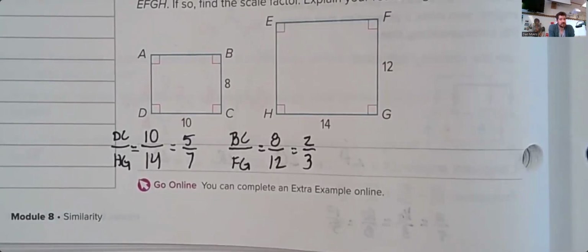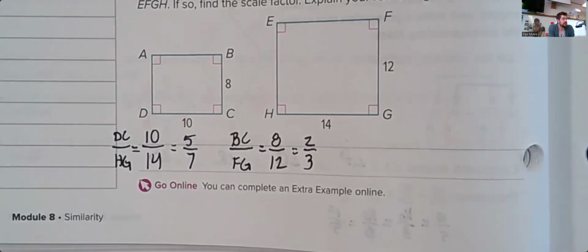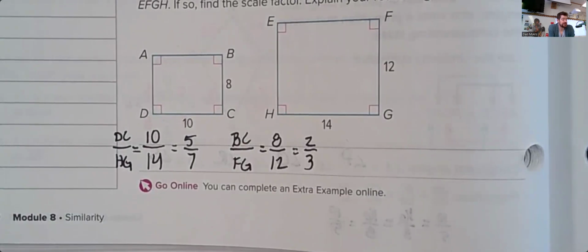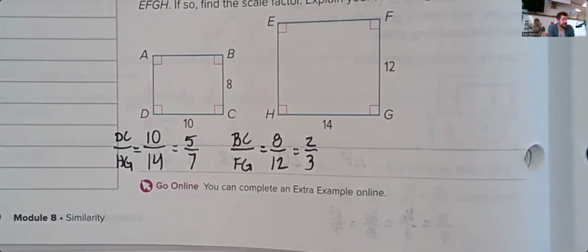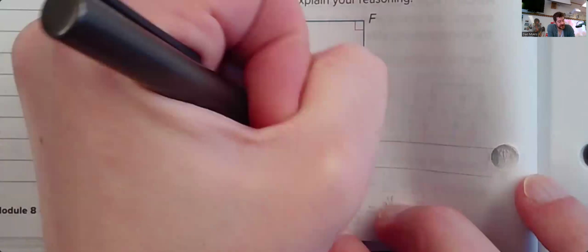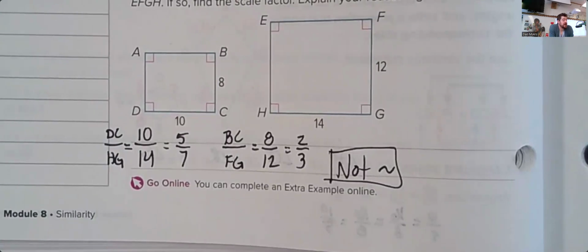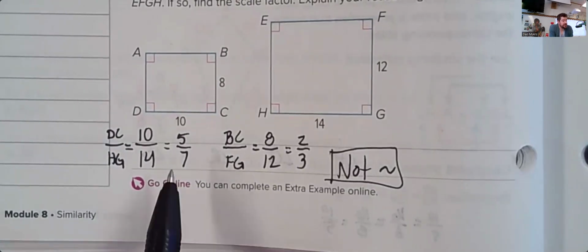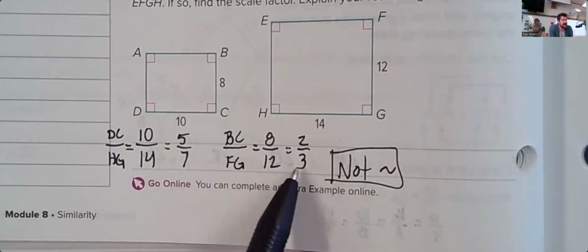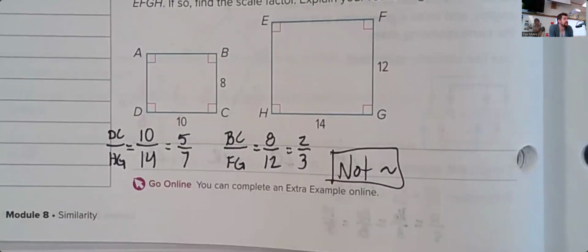Are they similar? No, they're not similar. They're both rectangles, but they're not similar. So we just say not, and then we can use the similar symbol, and we're good. If they were similar, the fractions would have to reduce to the exact same value. They didn't. It's not similar. Good so far? Cool. We're like halfway through already.